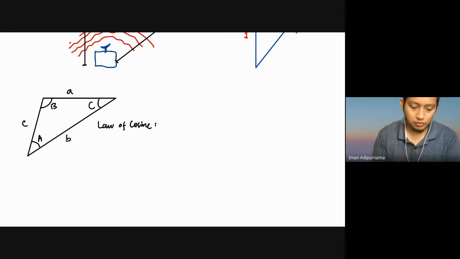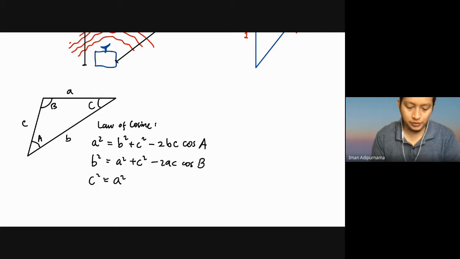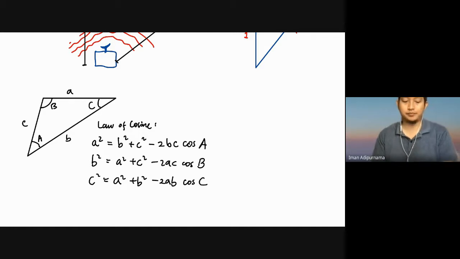If you want to calculate A squared, this will be B squared plus C squared minus 2BC cosine the angle. If you want to calculate B squared, this will be A squared plus C squared minus 2AC cosine B. You have C squared, you have A squared plus B squared minus 2AB cosine C. And if you are wondering how the law is possible, we will have a lot of time to deal with that. But let's say this is the law of cosine.